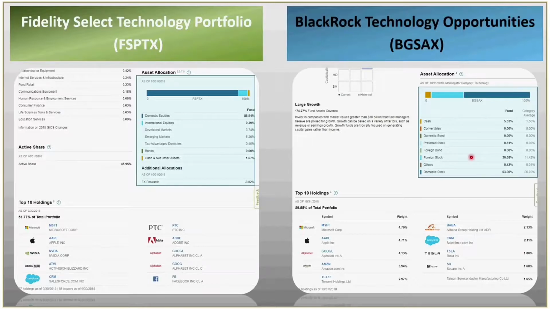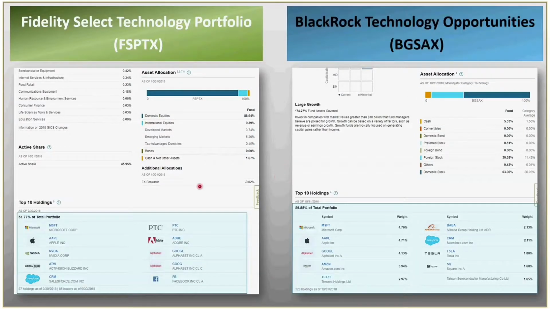So this allocation is important for me when I'm going through, and if I want to increase, let's say, for example, my current allocation to include more foreign stock, then this fund would be a better option for me just based off the allocation. So next we have the companies that make up this mutual fund.